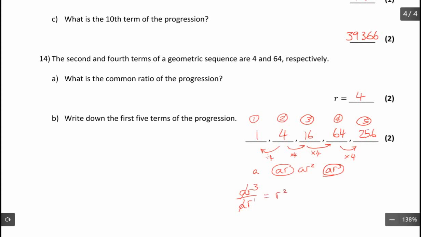Because remember, if you divide two things of the same base but different powers, you can subtract the powers. So r squared. If I do that with the numbers I had as well, 64 divided by 4, that would give me 16. So if you know r squared is 16, then you know that r is 4. Okay, so it's another way of doing it. Okay, well done. If you managed to do that, that's excellent.